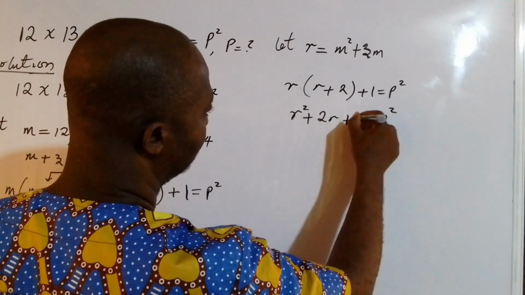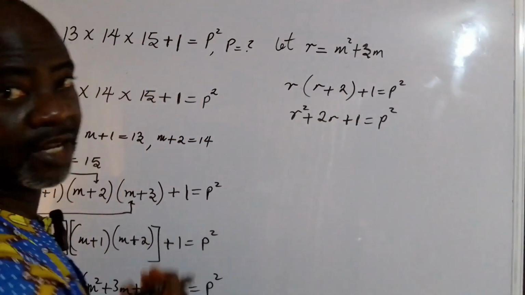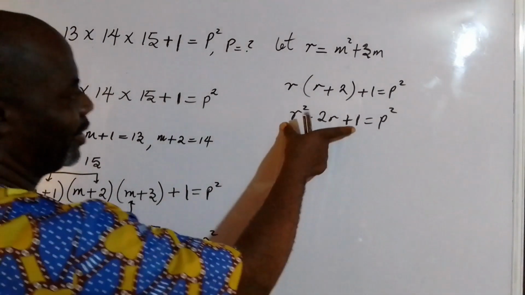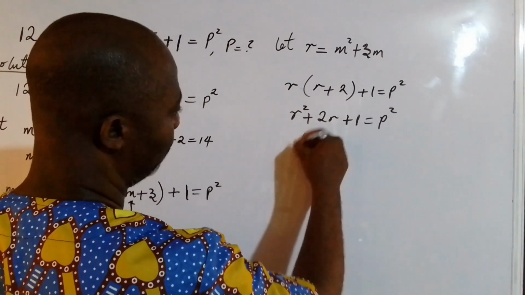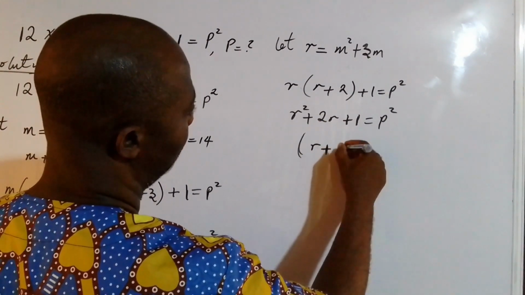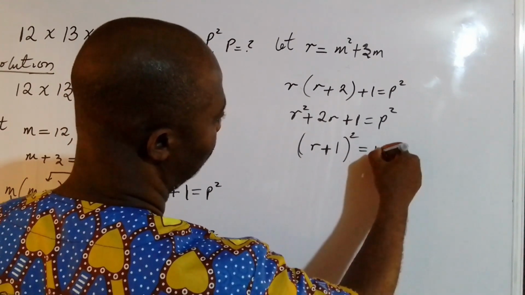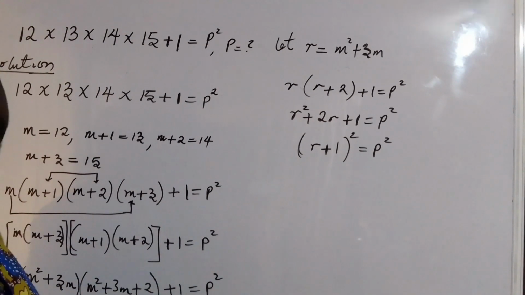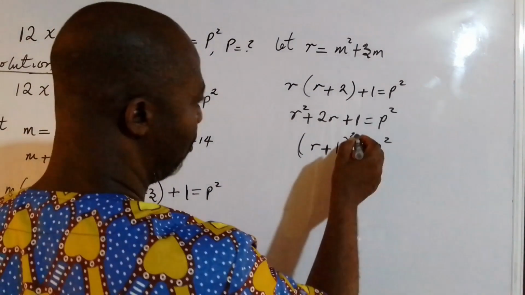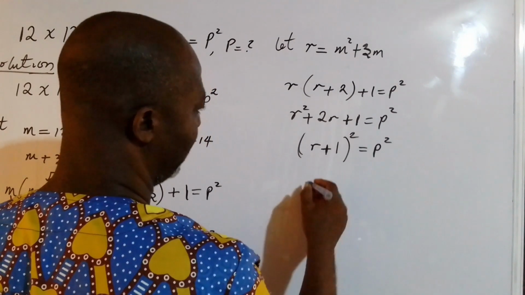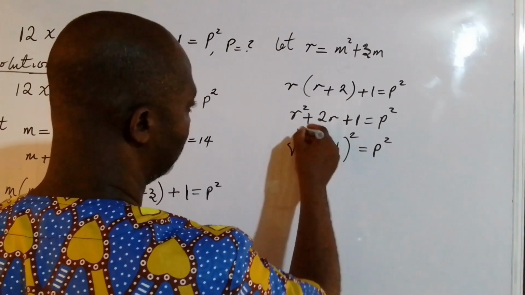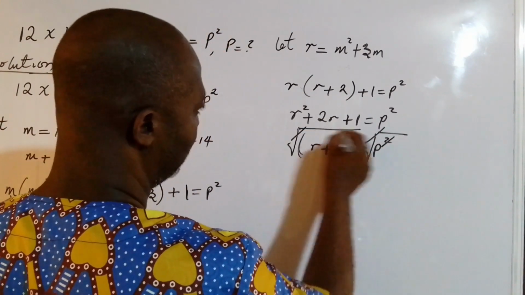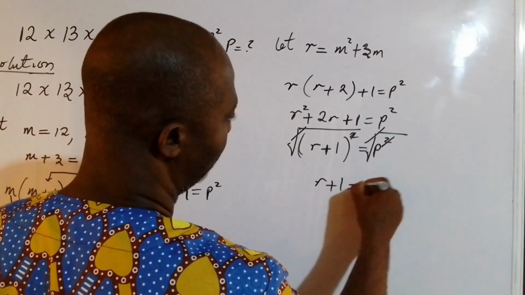So this now becomes, this is a perfect square. The left hand side is a perfect square. Of course, it has to be equal to the right hand side. So the left hand side is a perfect square, and we can factorize that as r plus 1 squared equal to p squared. Alright. So what that means is that r plus 1 equal to p. So cancelling out the powers on both sides, or if we take the square root of both sides, you will see this and this cancel. R plus 1 will be equal to p.